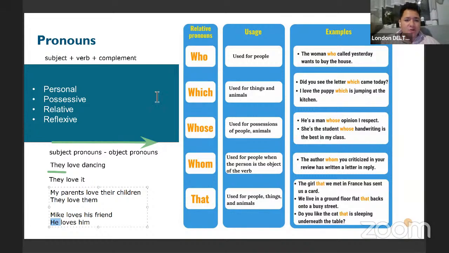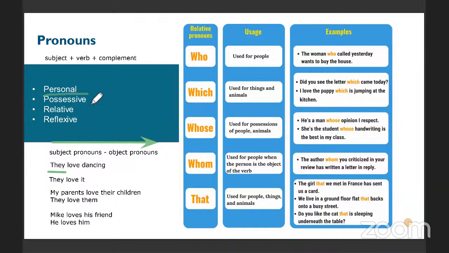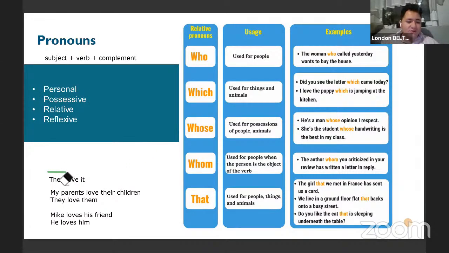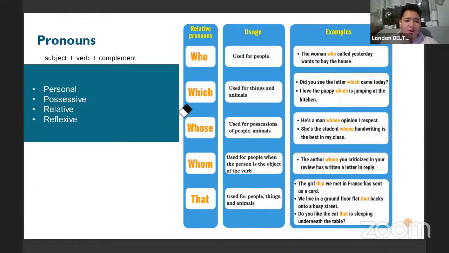Do you have any questions about the personal and the object pronouns? No. No? No, okay. Teacher, thank you. Very well. All right. So we're going to see now the possessive pronouns. What are the possessive pronouns?